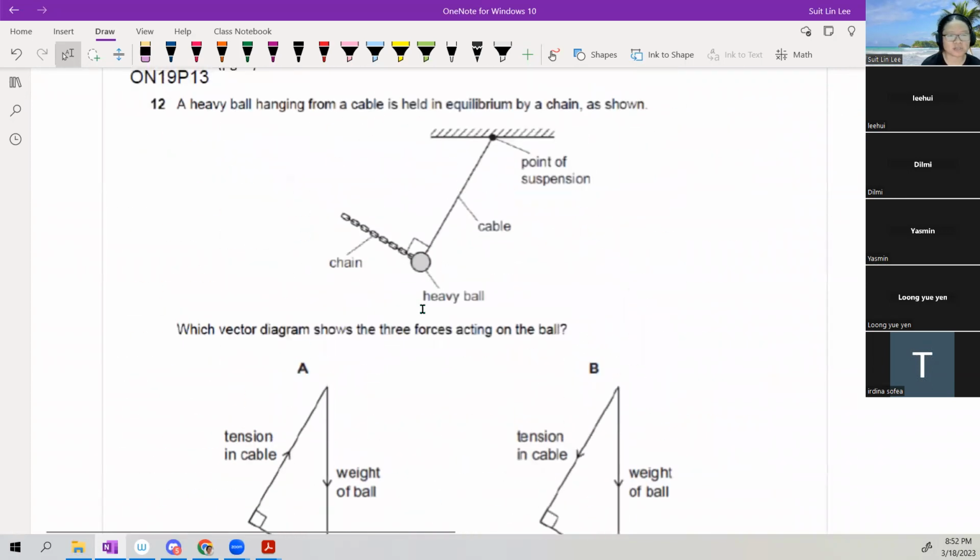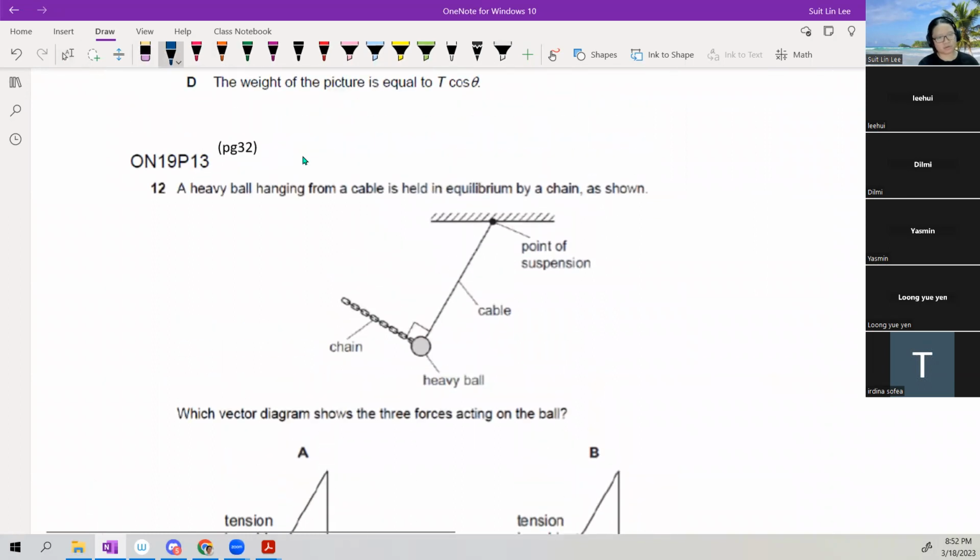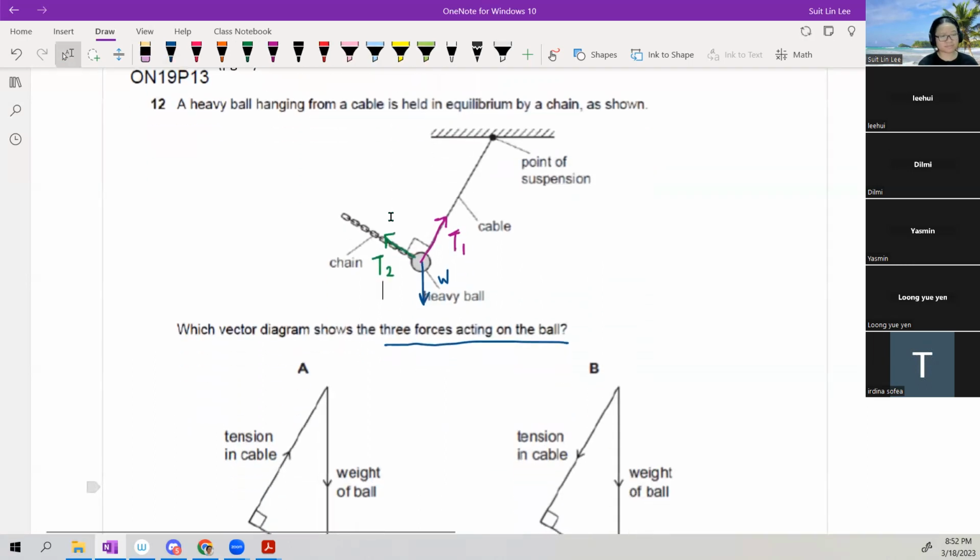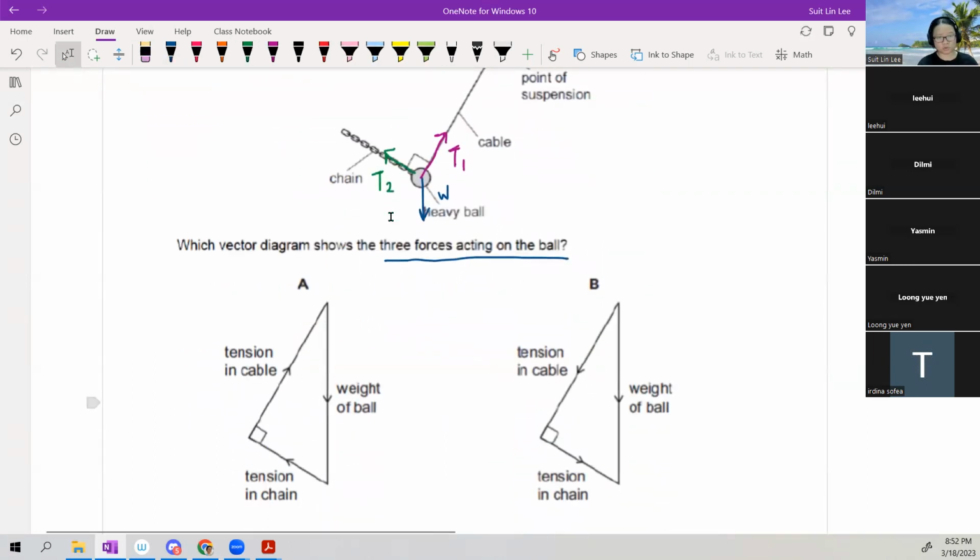So I think I'll end with 2 easier questions just to comfort myself, comfort yourself. So here you have a heavy ball on the chain and a cable with a point of suspension. And the question is nice. They tell us to just think about the ball. So the forces that I have on the ball is the weight, the tension in the cable in this direction. Maybe I'll call this T1 for the cable, and the tension in the chain. So maybe I call this T2? So which one shows the forces acting on the ball?